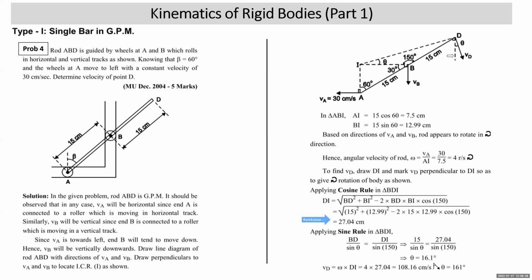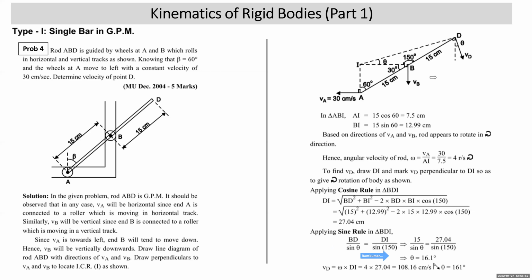So in this triangle BDI, how can you get angle theta? You can use sine rule. 15 upon sine theta is equal to DI upon sine 150. We applied sine rule. BD upon sine theta, DI upon sine 150. BD is 15 upon sine theta, 27.04 upon sine 150. So again I repeat, since DI is making angle theta with horizontal, VD will make angle theta with vertical.